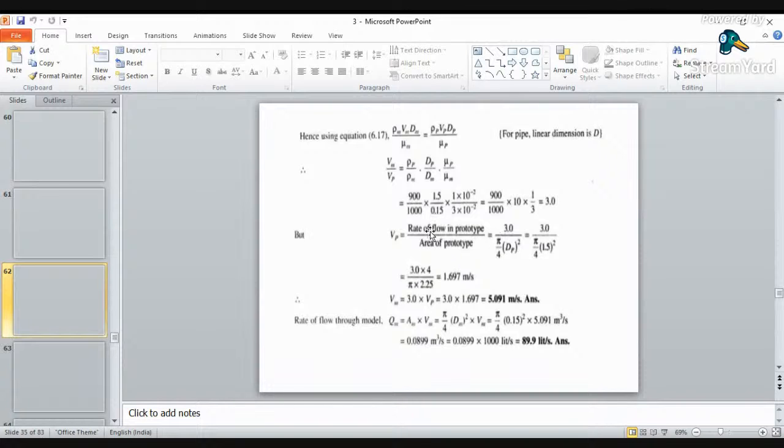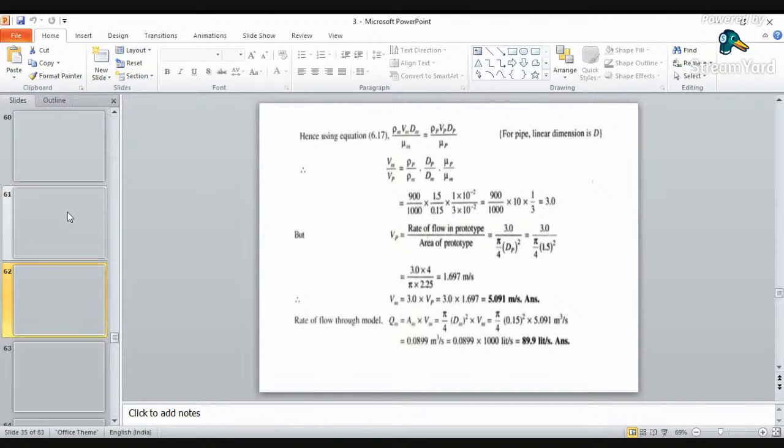Then the velocity of prototype will be calculated by the continuity equation, Q is equal to area into velocity. So velocity will be Q by A, and the velocity of prototype will be 1.697. So you have the velocity ratio, Vm by Vp, is 3, and the velocity of prototype is 1.697. So Vm will be 3 into Vp. So you will get the velocity of model as 5.091 meter per second.